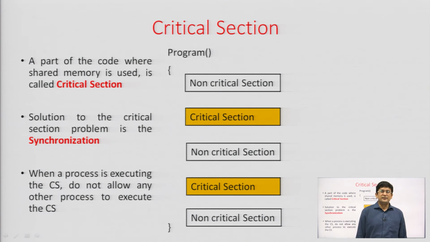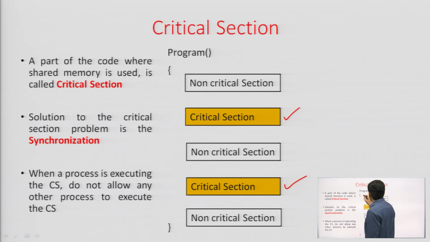Now, whenever there is a conflict, we will first see that there is a part of the code written, and in this part of the code there are some sections where we are incrementing or decrementing the values, or where we are updating the common variable. So, the part of code where the common variables are used is known as the critical section problem.